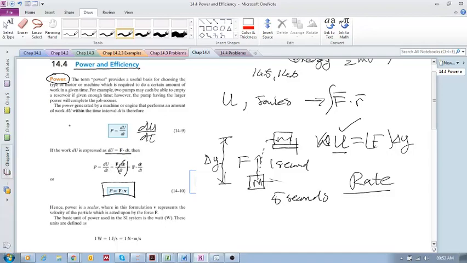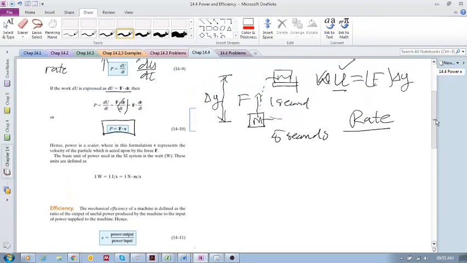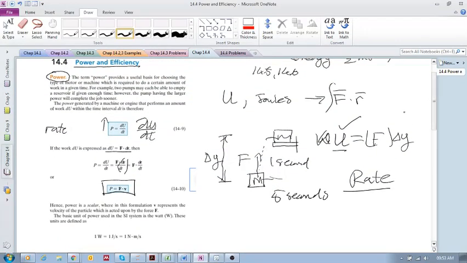But the important thing to understand is that we're talking about a rate of work. How much work is done in a certain time. And the higher the power, the more quickly you can carry out a certain job that requires a certain amount of work. I hope you're getting that. Then the next thing, I think I'll stop here and see you in the next video.